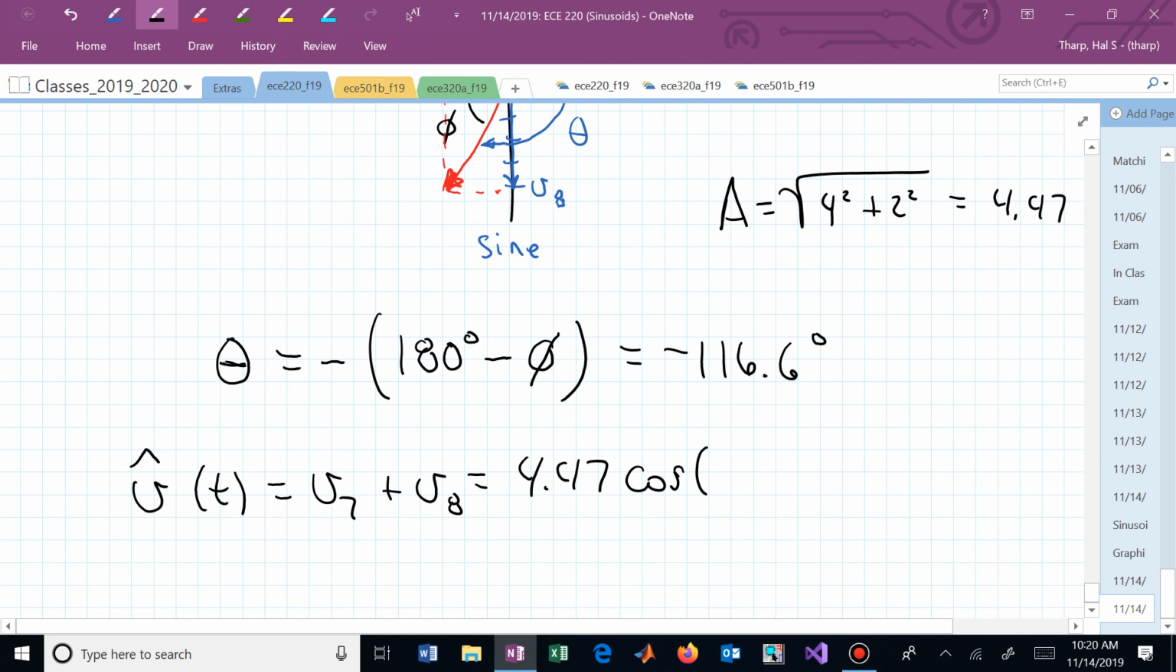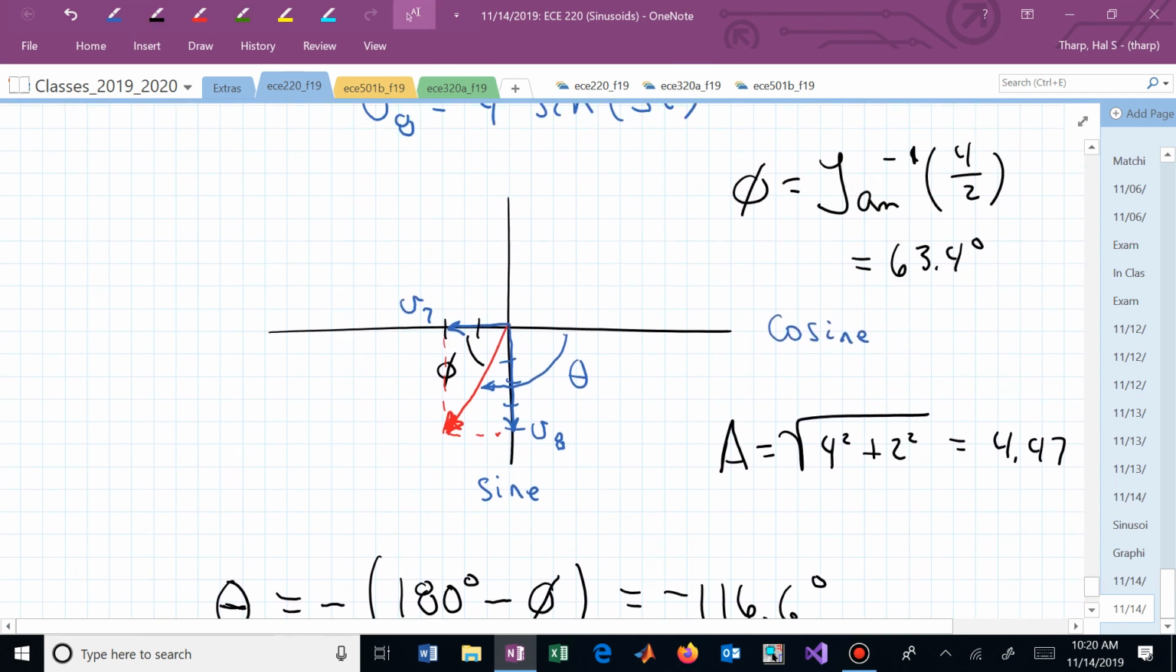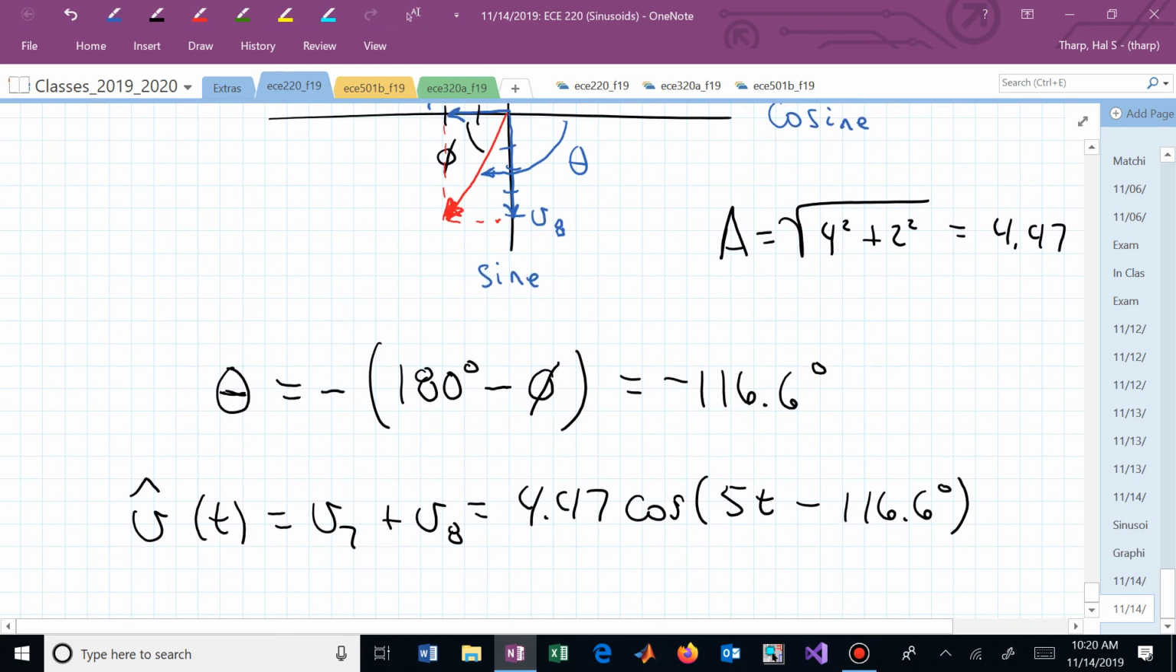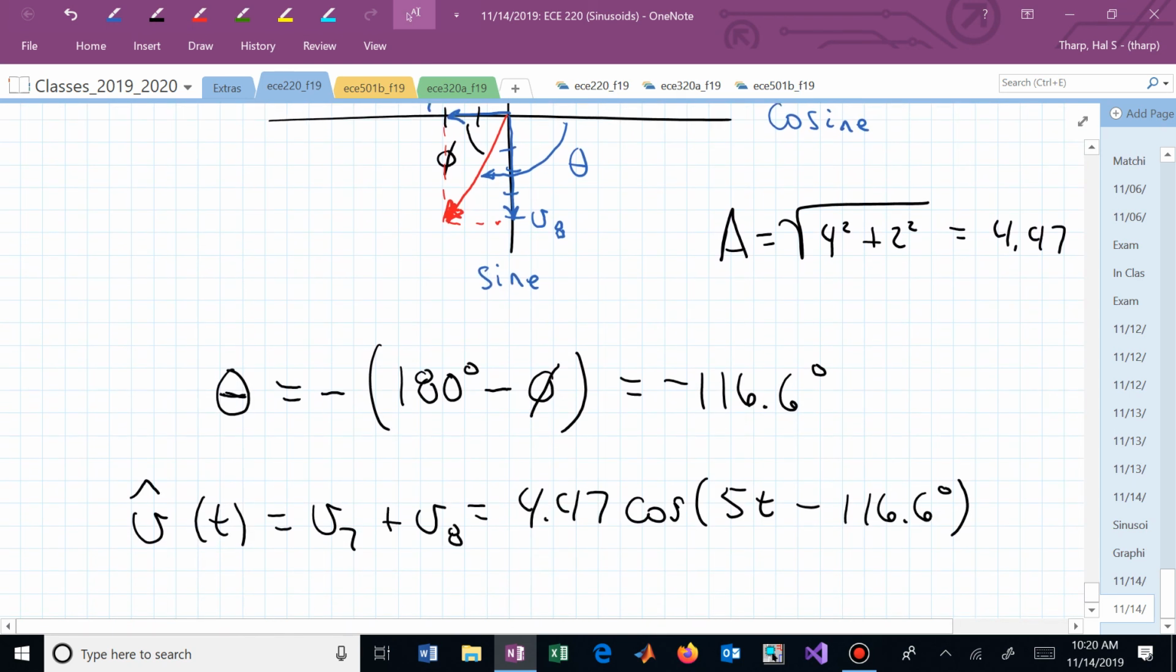We haven't changed the frequency. That was omega of 5t minus 116.6. And that's now what you could see when you're given minus 2 cosine plus 4 sine. Now you can see that as 4.47 cosine 5t delayed, and that means its peak is going to be to the right of t equals 0.